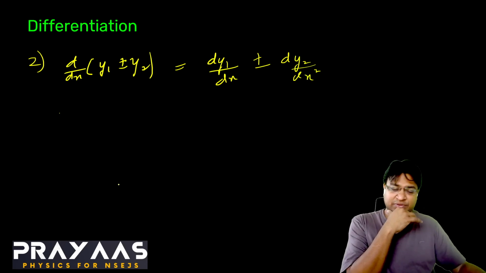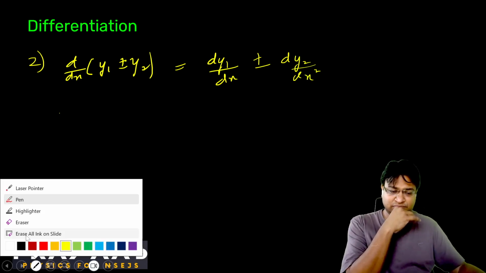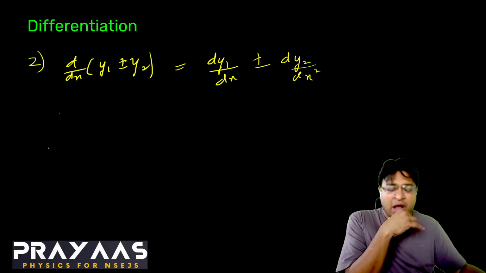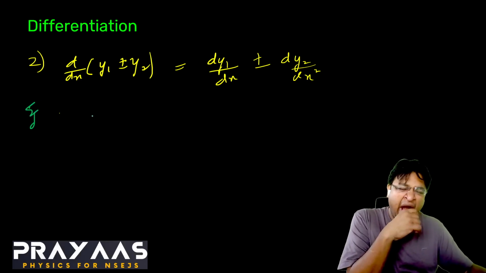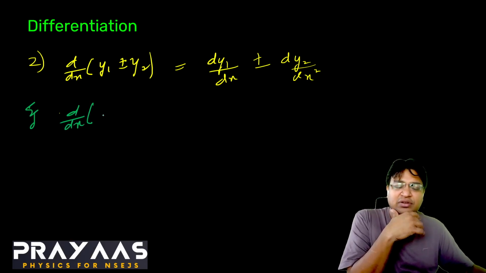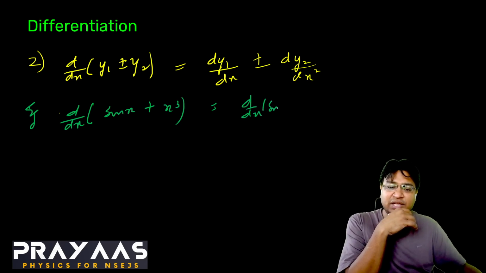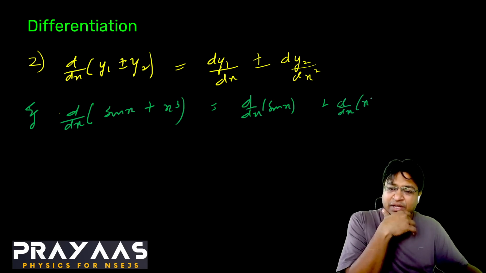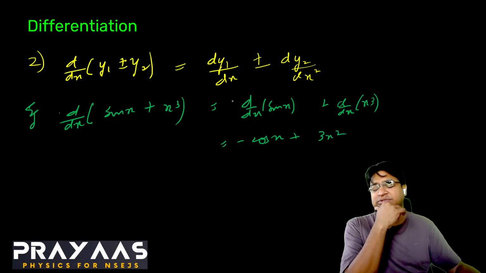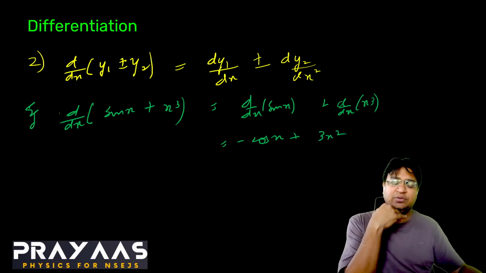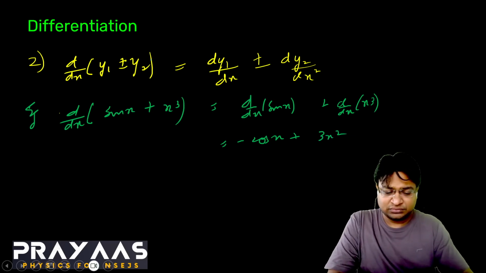So I'll give you an example. d by dx of sin x plus x cube. What you can do is write d by dx of sin x separately and then d by dx of x cube separately. So this will become cos x and this will become 3x squared. Check this. I hope everyone is getting this.